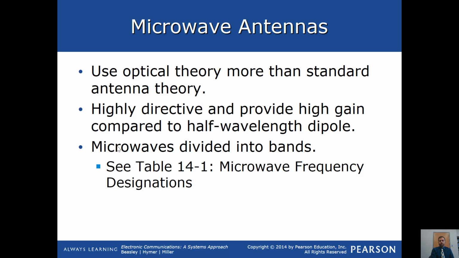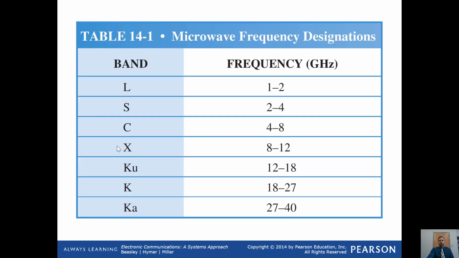Then we have microwave antennas. These use optical theory more than standard antenna theory, and they're highly directive and provide high gain compared to a half-wavelength dipole. Microwaves can be divided into bands. There's a table with the microwave frequency designations shown here. You have L band, S band, C band, X band, Ku band, K band, Ka band at these various frequencies respectively. L band is from 1 to 2 gigahertz, ranging to Ka band at 27 to 40 gigahertz, which is bordering on millimeter wave frequencies.